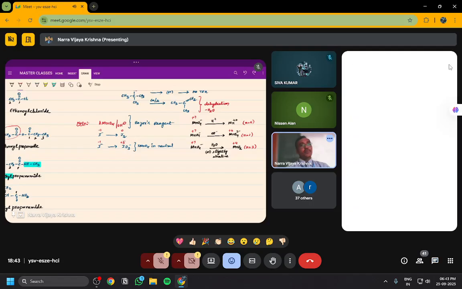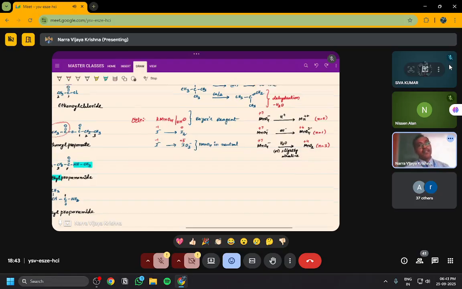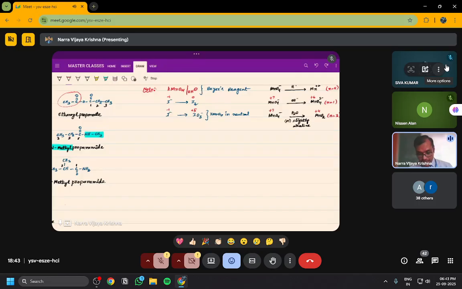K2Cr2O7 in acidic medium, K2Cr2O7 in basic medium: in every medium, the n factor of K2Cr2O7 remains 6 only. It will not change. But for KMnO4, based upon the medium, its n factor will change. Clear now? So now I am taking a note. If the same KMnO4 is used in presence of H plus followed by heating, if I don't heat, it is something; if I heat, it is something else. First, let me discuss if I don't heat.